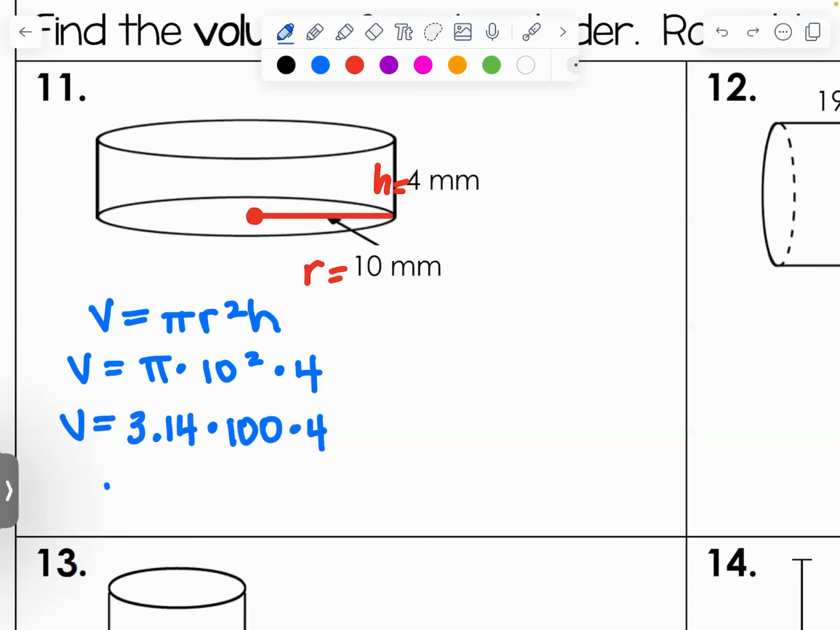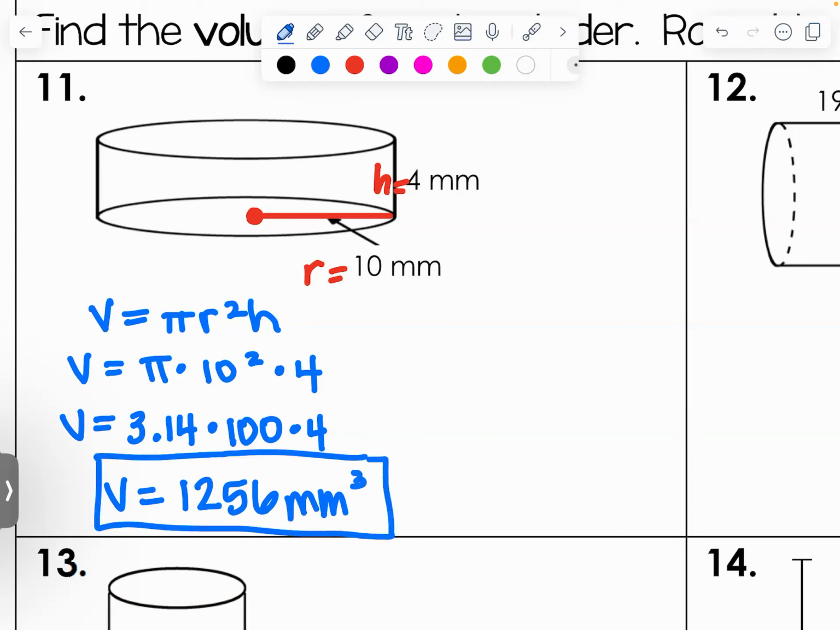And Tony is telling me that the answer is 1,256. I'm hearing a yeah. We agree that when we put this in our calculator, we get 1,256. Okay. Reagan, what would the label of that number be? Millimeter cubed. Cool beans.